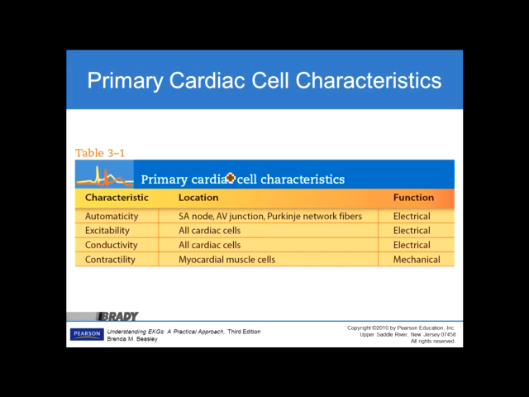Primary pacemaker cell characteristics again here, and this is pretty much to cover the location. Automaticity occurs in the SA node, the AV node, and the Purkinje network, and this is down in the ventricular muscle itself. Excitability pretty much occurs in all the cells. Conductivity, again, all the cells. And then contractility. The pacemaker cells didn't have the ability to contract and relax, but the myocardial muscle cells sure did. So the first three are an electrical function, and the last one on the list is mechanical function, which is contractility.